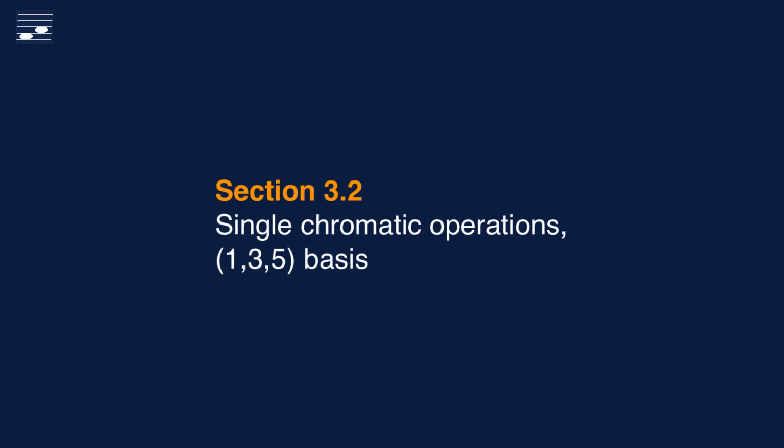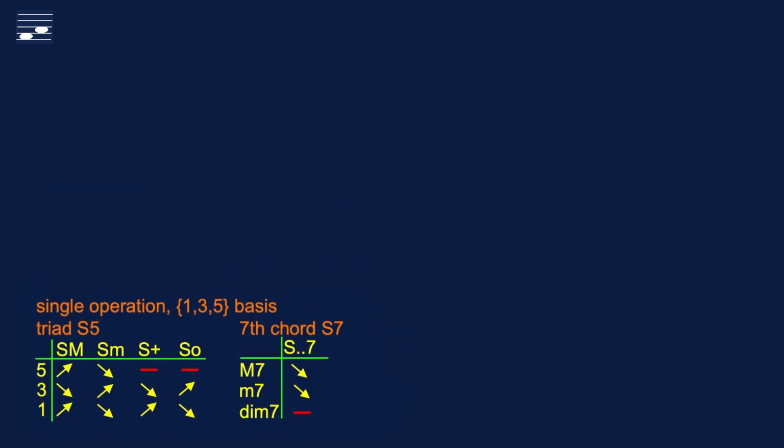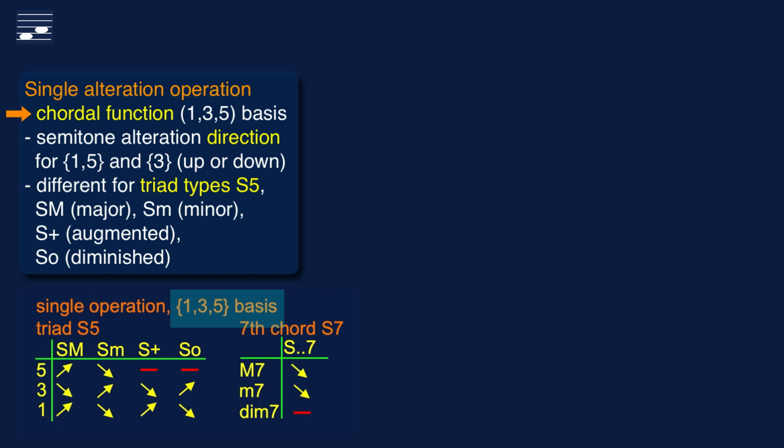In this harmony system, we may have multiple parallel chromatic operations, but we'll start with the single alteration operation. It is also important to realize that this process is applied to three adjacent chordal functions, where the most common is the 1, 3, 5 basis, the combination of root, third and fifth.